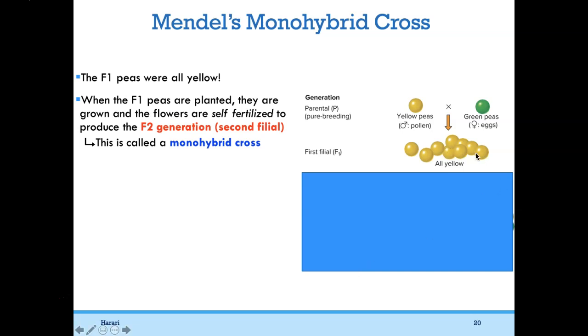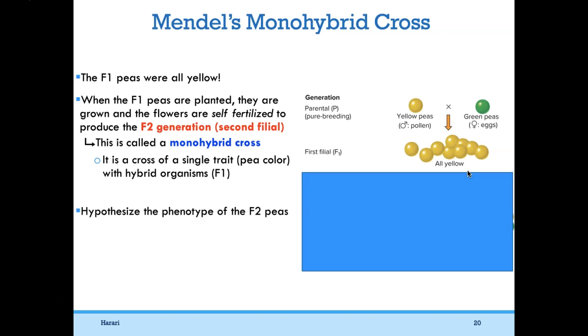When two F1s are mated to get the F2 generation, that's called a monohybrid cross. Why is it called a monohybrid cross? Because you're crossing two hybrid organisms, right? Two F1s, they're hybrids, that differ only in a single trait, which is the pea color. So this is a monohybrid cross. We take two F1s, they're both hybrids, and we cross them together to get the F2 generation. So now hypothesize the phenotype of the F2 peas.